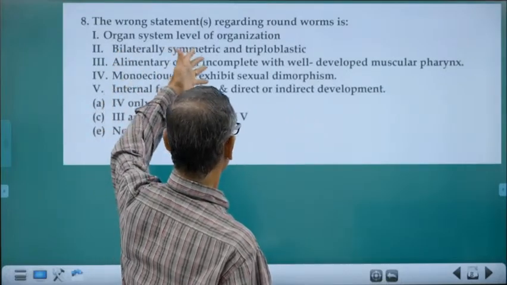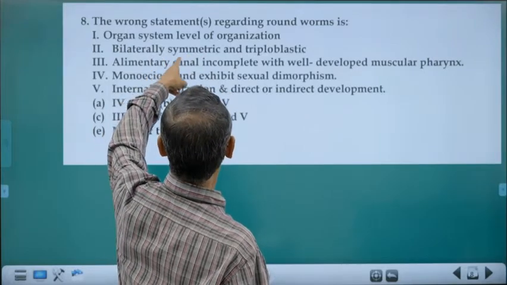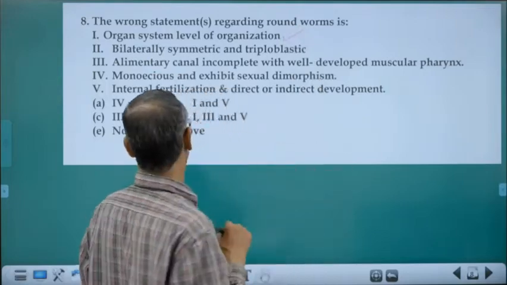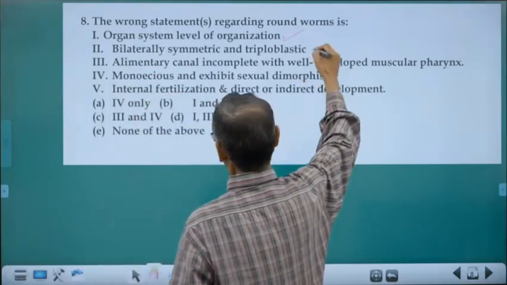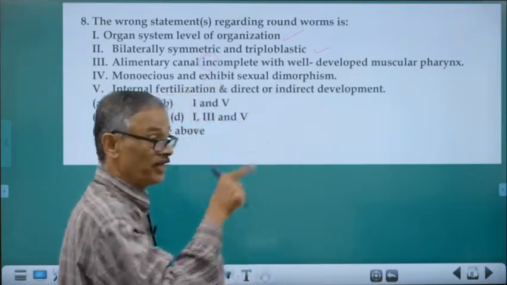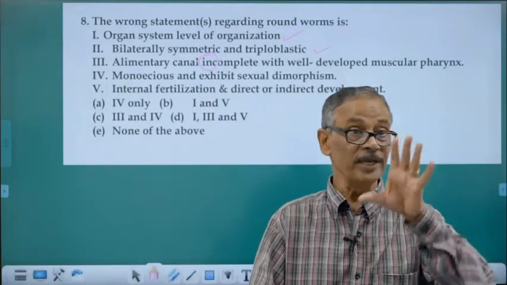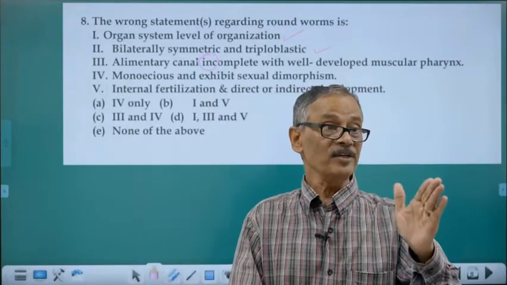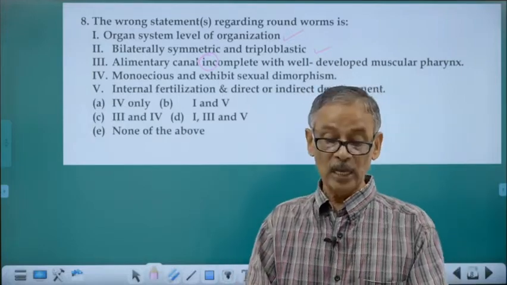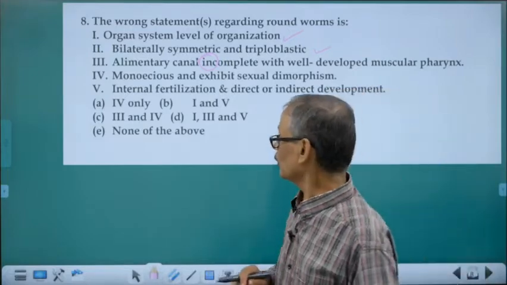The wrong statement regarding roundworm. Roundworms are aschelminths, organ system level of organization, correct. Bilaterally symmetrical and triploblastic, again correct. Alimentary canal is complete. Only in platyhelminths you are having incomplete alimentary canal. In platyhelminths you are having organ grade of organization. Here you are having organ system grade of organization starting. Okay.